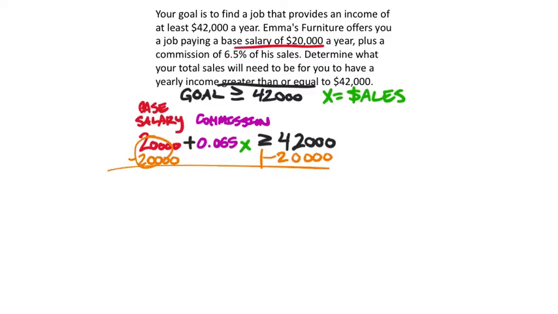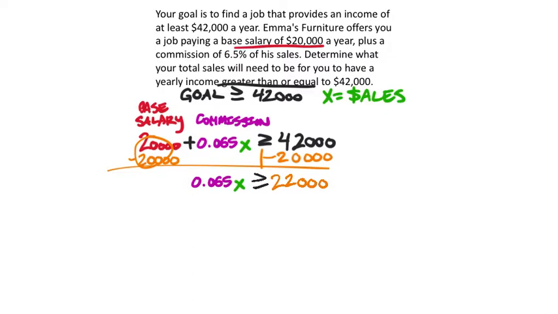That's going to zero that out just like we want, and we're left with 0.065x needs to be greater than or equal to... Now, subtracting that 20,000 gives us 22,000. So what this means, just to interpret what we just did right there, is that from your commissions, you need to get more than or equal to $22,000 just from your commissions. How likely is that in a furniture store? I don't know. I've never worked in a furniture store. Okay, but that's kind of what we're looking at for our commissions.